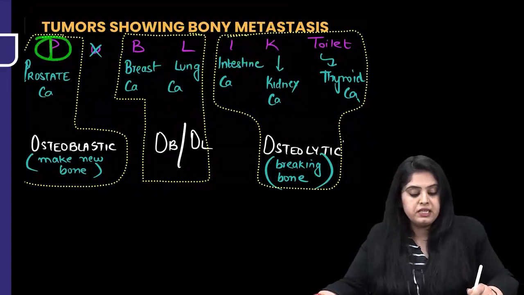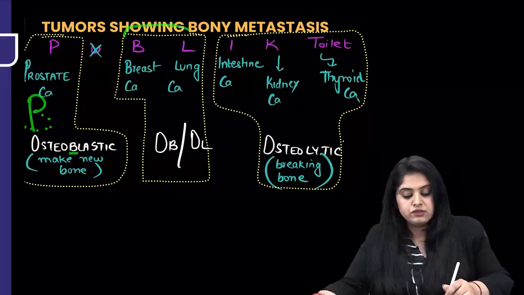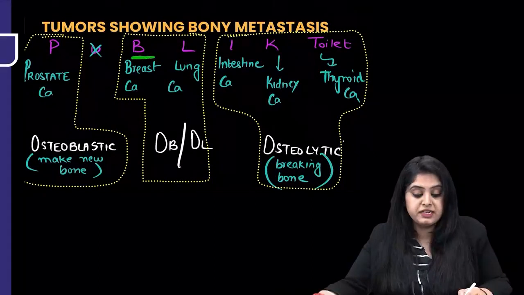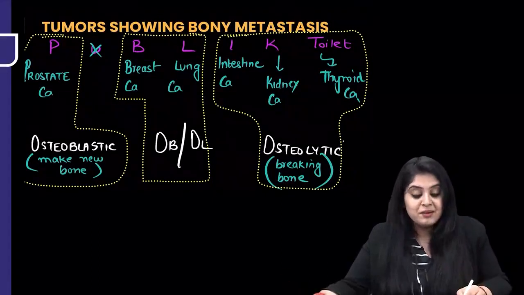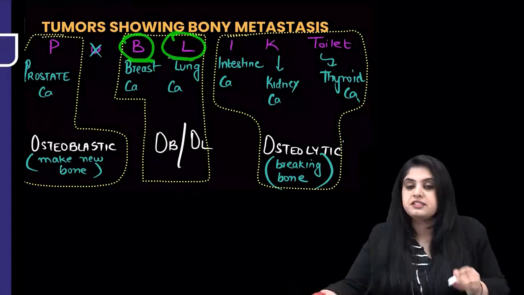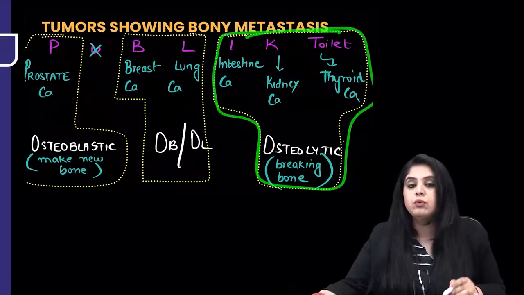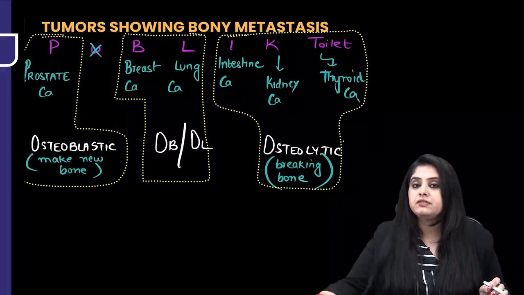The first one, P looks like a B. So prostate cancer is going to show you osteoblastic metastasis. Then the next two, both breast and lung, can show you blastic and lytic. Did you remember it? Honestly telling you, this is an impromptu mnemonic. Breast and lung is going to be blastic and lytic, both. And whatever is left after that is going to be only osteolytic. How simple, right? So this is done with the pathways of metastasis.